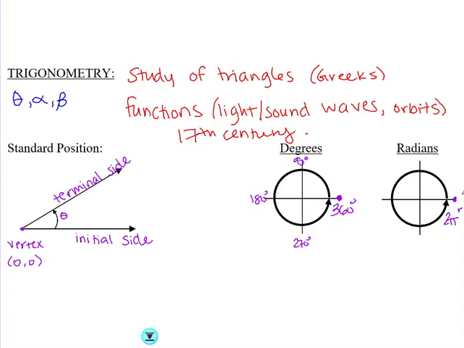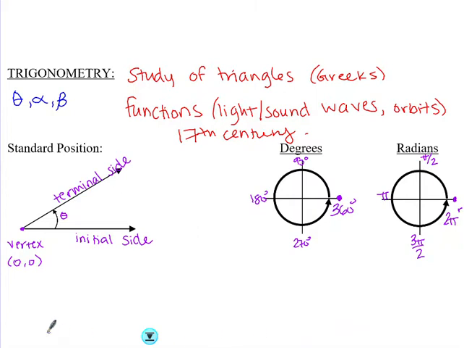So if a whole circle is 2 pi, that means that half a circle is pi. So a quarter of a circle is 1/2 pi, or we generally write pi over 2. And 3/4 of a circle would be 3 pi over 2.